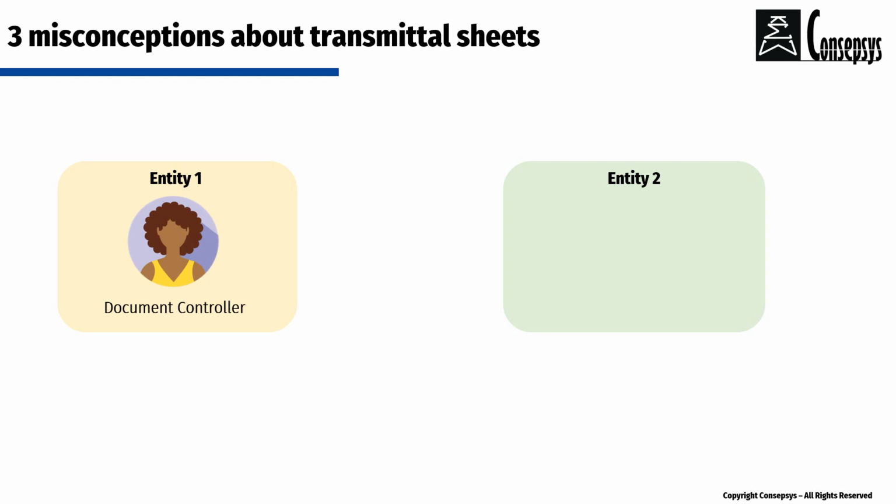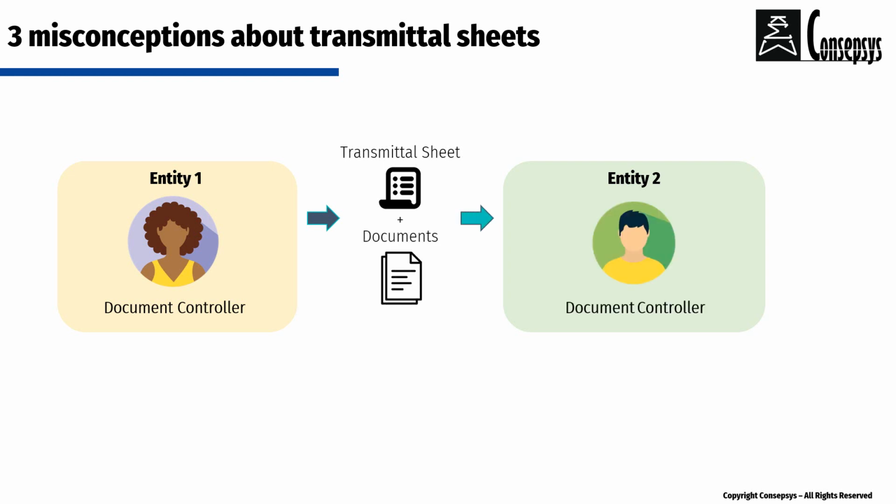Let's use a scenario where we have 2 companies or entities. Let's call them Entity 1 and Entity 2. When ready to send a document to Entity 2, the document controller of Entity 1 will prepare a transmittal sheet and will send it along with the document to the document controller of Entity number 2. Together, the document and the transmittal sheet are called transmittal package.